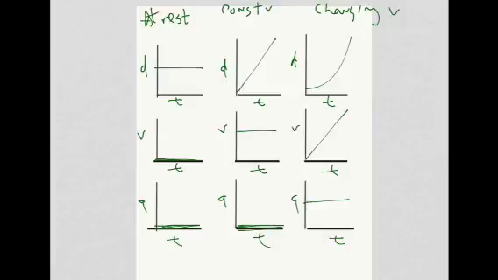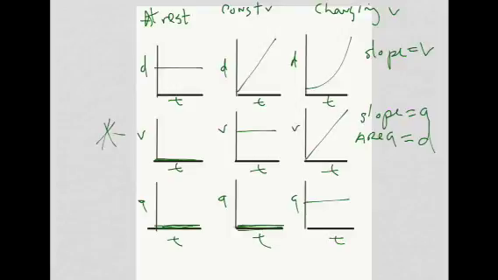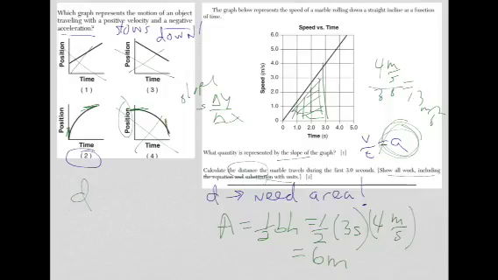Now, don't just know the graphs. Know that for a D versus T graph, the slope will give you V. For a V versus T graph, the slope will give you A, and the area underneath the section of the graph will give you D. That's why Regents questions love to ask V versus T questions, because they can ask about velocity, acceleration, and distance or displacement. So make sure you know this basic information to be able to answer questions like this easier.